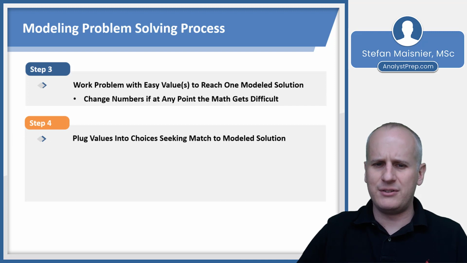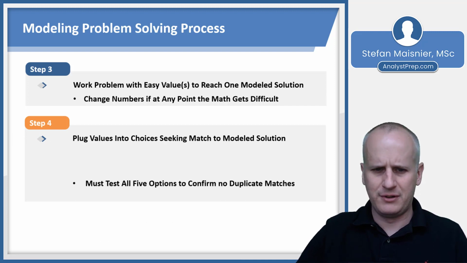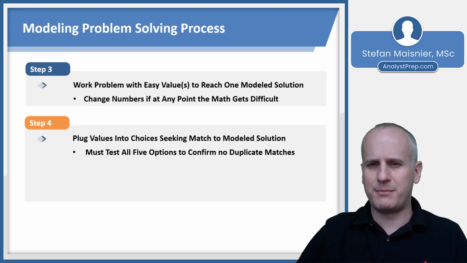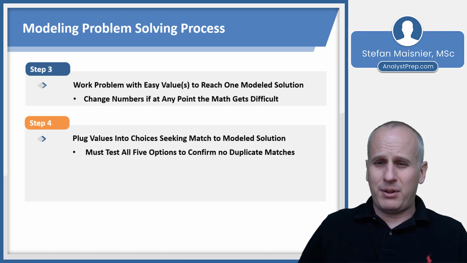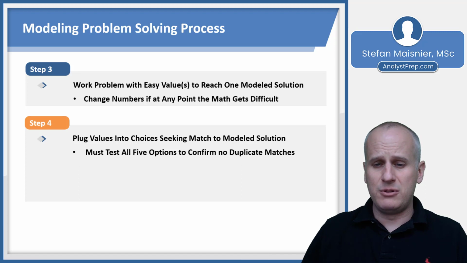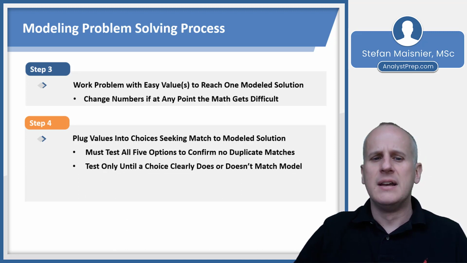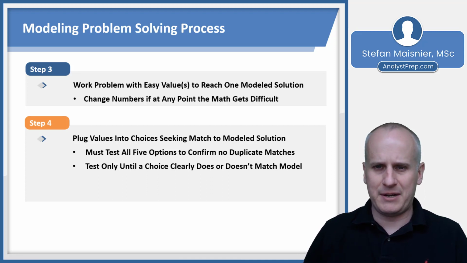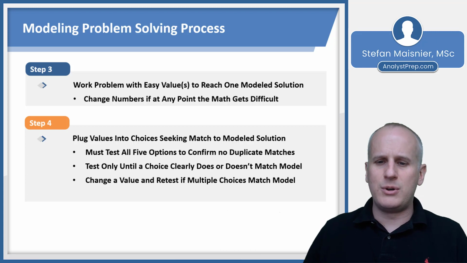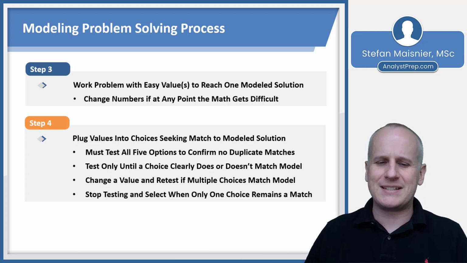And then you plug your values into the choices, seeking a match to the modeled solution. You have to test all 5 options to confirm there are no duplicate matches. Part of the reason that we avoid plugging in numbers like 0, like 1, like numbers in the answer choices is because they very often will end up canceling and giving you duplicate matches. So hopefully you don't encounter that many duplicate matches. But if you do, you're just going to have to change one value and retest. You can test only until a choice clearly does or doesn't match the model. What that means is as soon as we saw the denominators were bigger than the numerators, there's no reason to keep going there with the example that we just saw. You can change a value and retest if multiple choices match your model, and you stop testing and select when only one choice remains a match to your model.